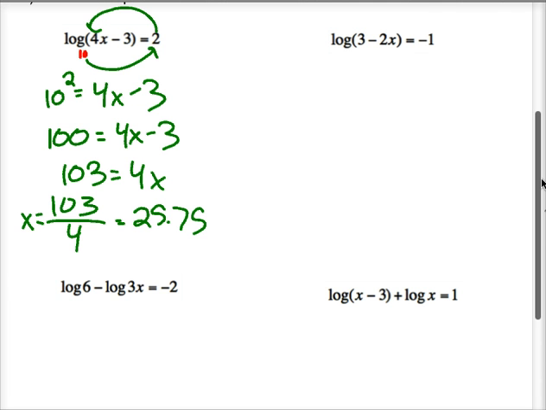It's not that complicated. So let's try another one. So again, if you just see a log, remember that really means log base 10. And now I'm going to use Mr. Loopy. 10 to the negative 1 equals 3 minus 2x. 10 to the negative 1, again, that's just a number. That is actually just 0.1.